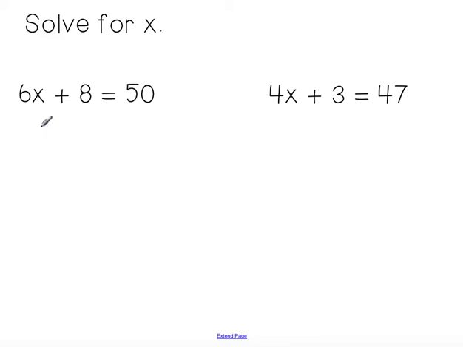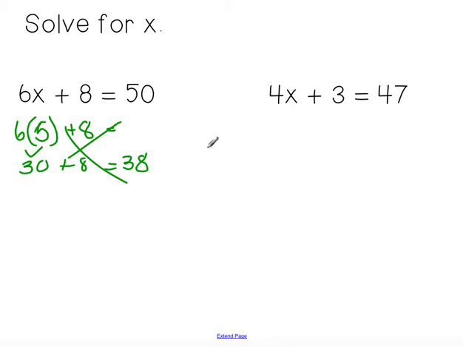I'm just going to start with x is equal to 5 so that I can see where it gets me. So if I plug in 5 for x, this would be 6 multiplied by 5 plus 8. 6 times 5 is 30, plus 8 is equal to 38. So x is not 5, so that doesn't work. I'm going to try a different one now. And I know it's lower than 50, so we need to go higher.